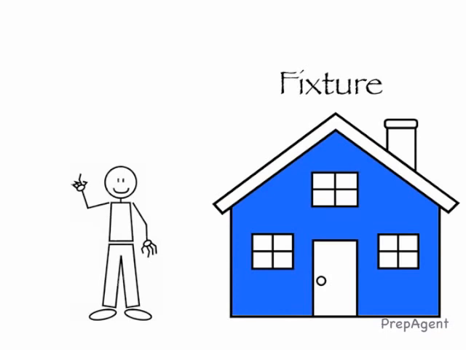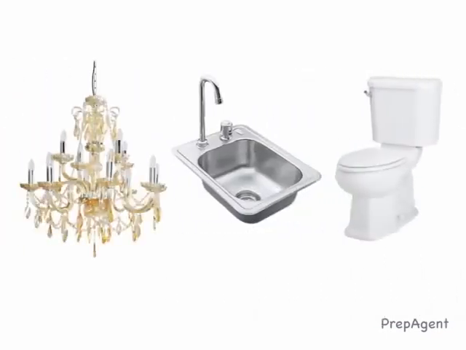The classic example of a fixture would be a chandelier, as it is an item that was movable but is now attached to the property. Other examples can be a sink or a toilet.